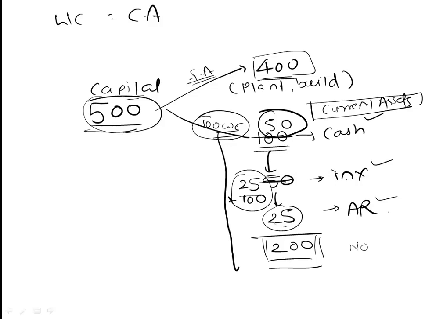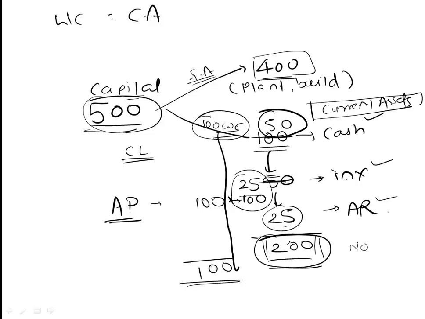It is still 100. But now the business will have one more liability. Since they have purchased this inventory of 100 on credit, they will have accounts payable of 100, so that the current liability of the business would be 100. So what we would say is that though current assets are 200, out of this 200, inventory worth 100 has been funded by these people, which is accounts payable. Therefore, working capital is equal to current assets minus current liabilities.